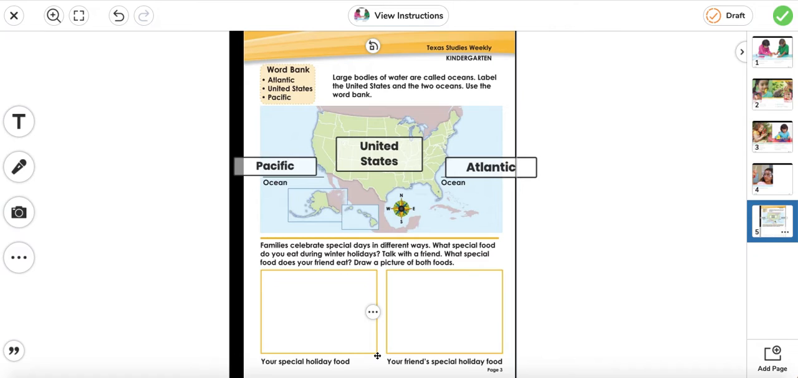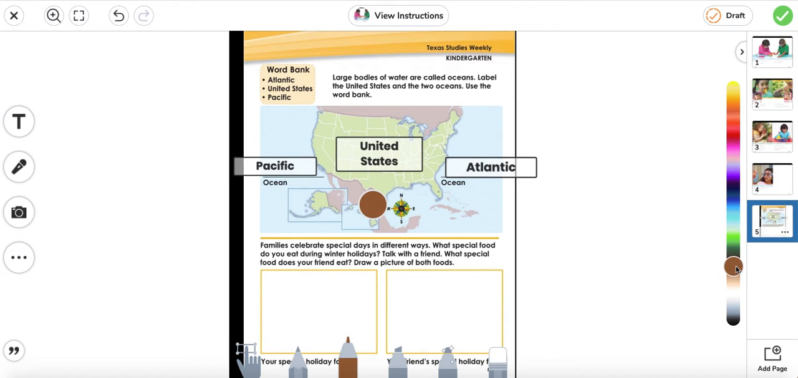I'm going to go ahead and do Thanksgiving. So for Thanksgiving, one of the special holiday foods that we eat is turkey. So I'm going to go ahead and draw turkey here. And my friend, she eats, I'm going to try my best to draw turkey. I think it's like this. We'll just pretend that's a turkey. And it's like the body and the two legs, maybe the wings.